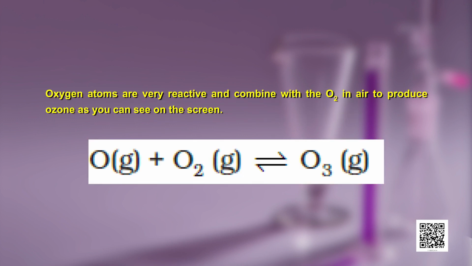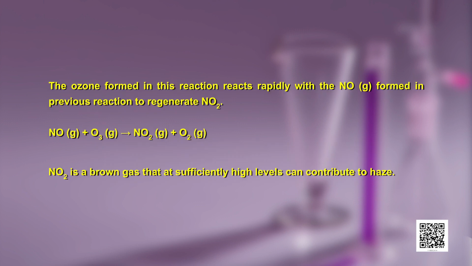Oxygen atoms are very reactive and combine with O2 in air to produce ozone, as you can see on the screen. The ozone formed in this reaction reacts rapidly with the NO gas, which is formed in the previous reaction, to regenerate NO2. This is also shown on your screen. NO plus O3 gives NO2 plus O2.